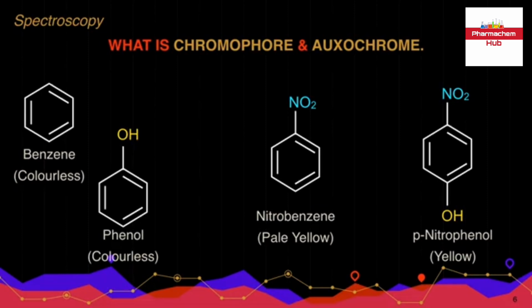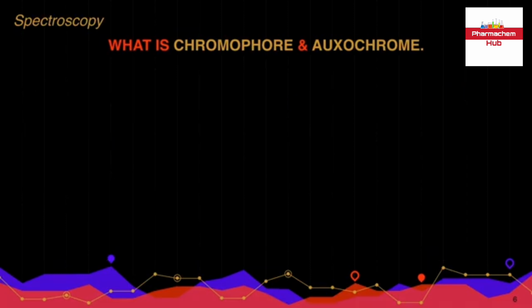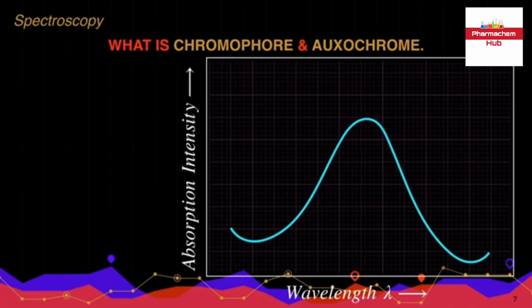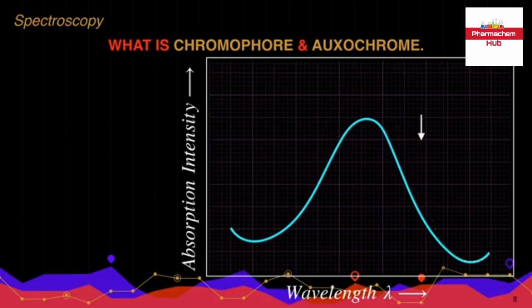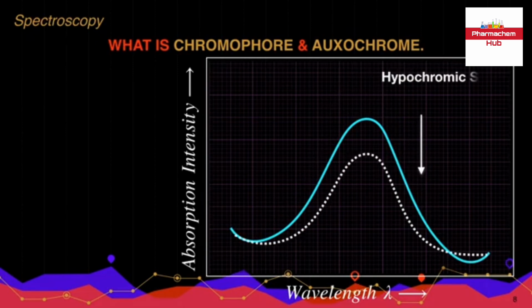So, chromophores give color to compound, but auxochrome only increases the intensity of the color. When intensity of color increases, the height of absorption peak in UV spectra also increases. This shift in intensity of absorption band is called as hyperchromic shift. On contrary, if the auxochromic groups are reduced, intensity of peak reduces. This is called hypochromic shift.